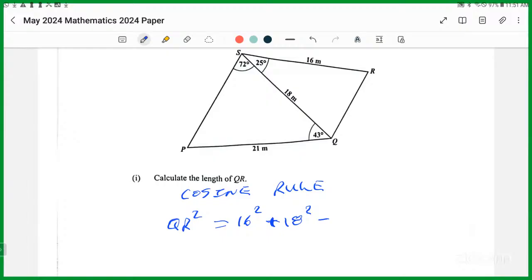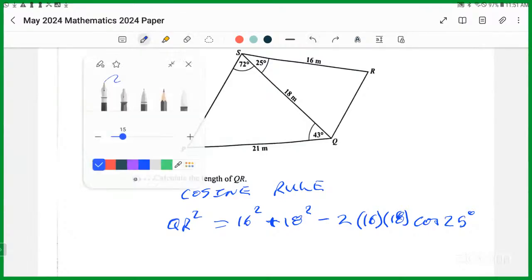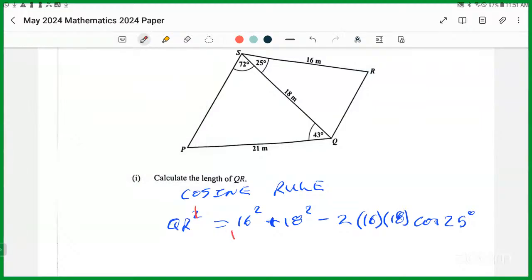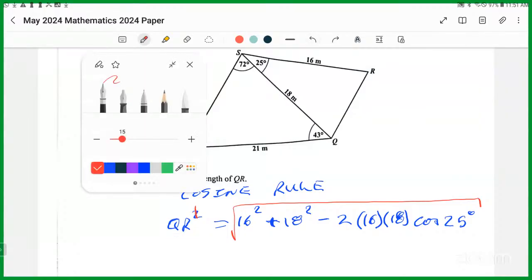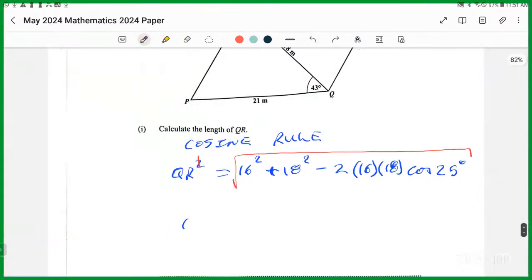So you have to subtract twice the product of these two sides, which is the 16 and the 18, and you multiply that by the cosine of the angle between them, the angle inside here, which is 25 degrees. If it was 90, cosine of 90 would be 0, and this part would be gone anyway. And instead of putting the square in here, we can actually remove this square and square root this instead, and that will give us the QR in one calculation. All right, and so the QR length will be equal.